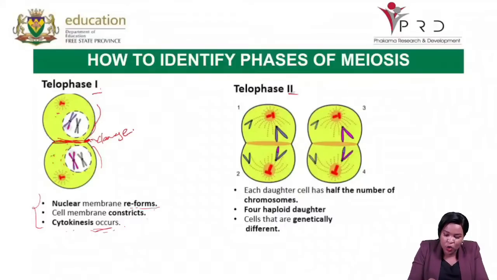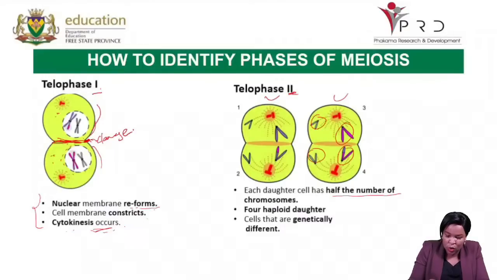And then in telophase 2, you must see 4 things or 4 cells that are forming. Now, each daughter cell has half the number of chromosomes. So you're going to see in here you have 1, 2, 1, 2, 1, 2, 1, 2. And whereas this cell started with 2 homologous pairs, I hope you remember. So meaning there were 4 chromosomes. Now you see every cell now has half of where you started from.